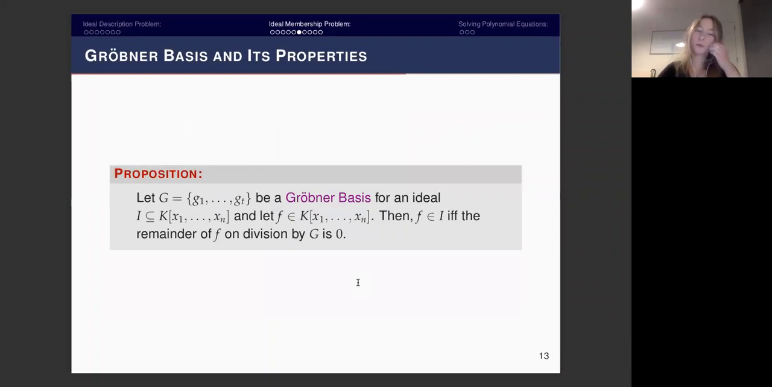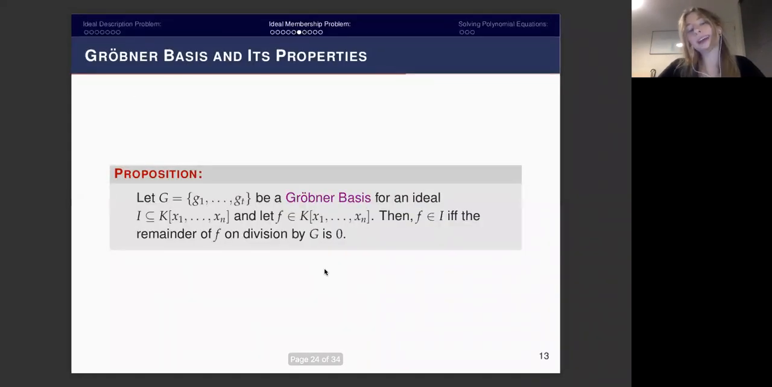Let's see an important proposition about GROBNER basis. Let capital G be a GROBNER basis for an ideal I, and let f be some random polynomial in the polynomial ring. Then we say that f is an element of I if and only if the remainder of f on division by G is 0. So this is a similarity with the single variable case. And the ordering of the elements of G actually is not important.